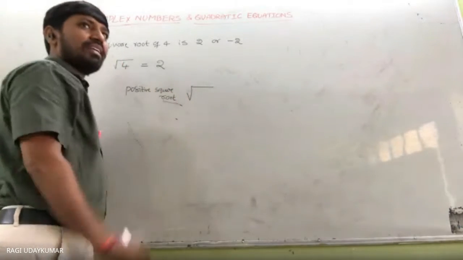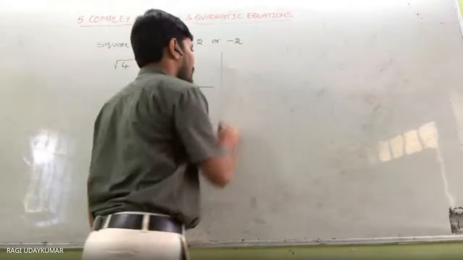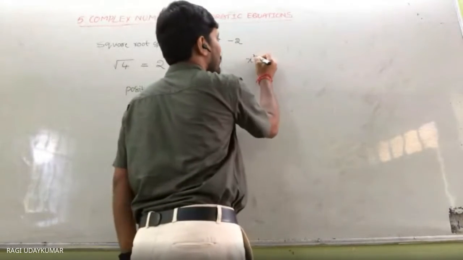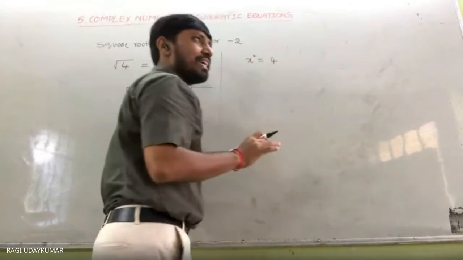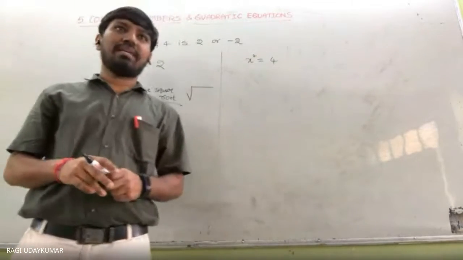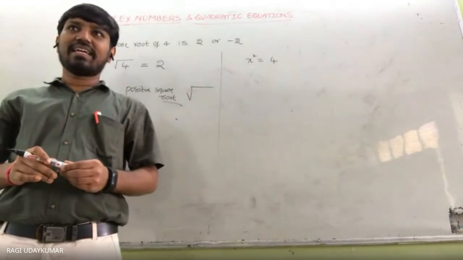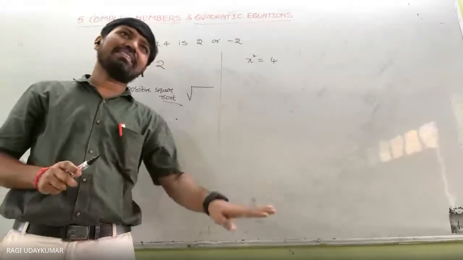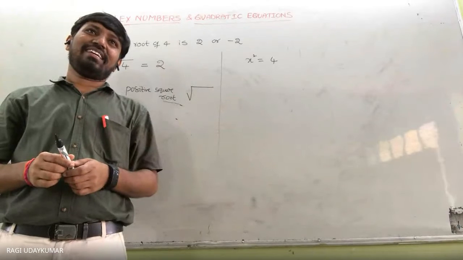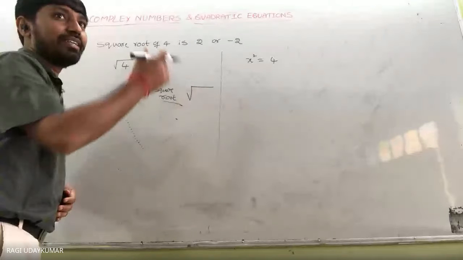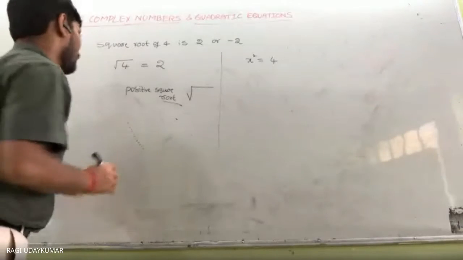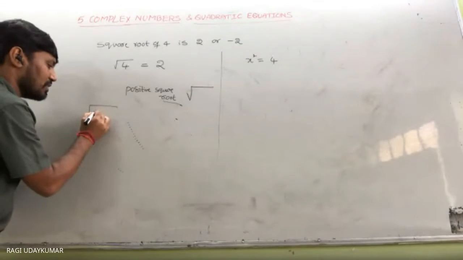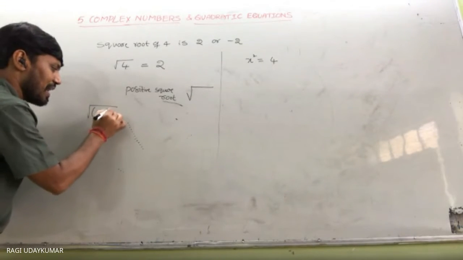But you may ask, sir, in some places we get x square is equal to 4, which means we will take x is equal to plus or minus 2. Yes, x square equal to 4 means x equal to plus or minus 2, right? I am going to ask one more question. Why x square equal to 4 means x equal to plus or minus 2? Before that, let me ask one thing.